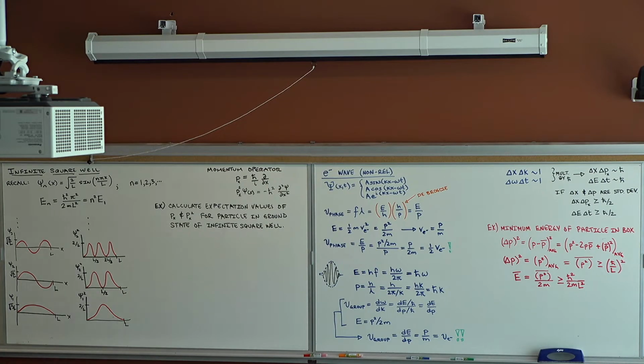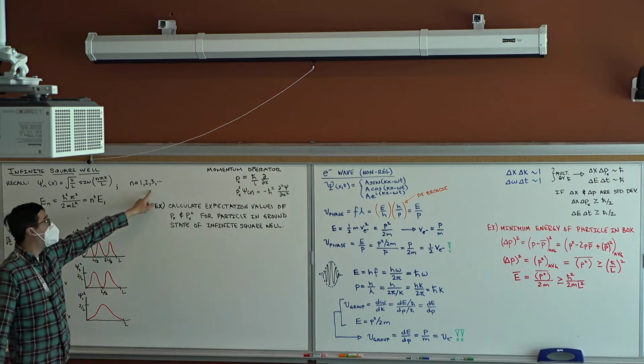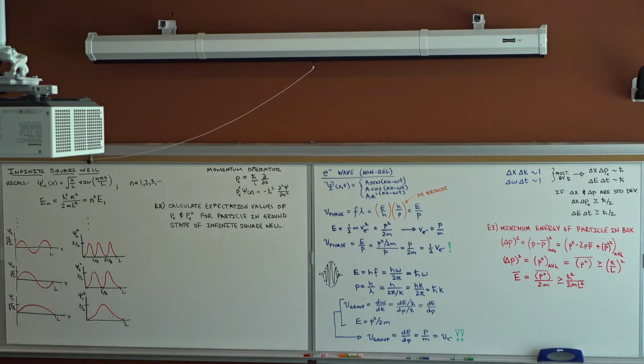Let's see. So we continue our tour of quantum mechanics. I remind us again, in our solution of the infinite square well, we found that allowed psi of x's took on the form, for a well of width L, infinitely deep: square root 2 over L times sine of quantity n pi x over L, where n takes on positive integers.